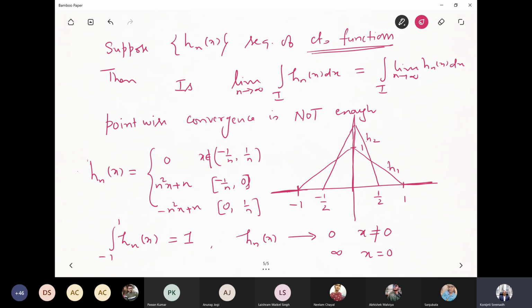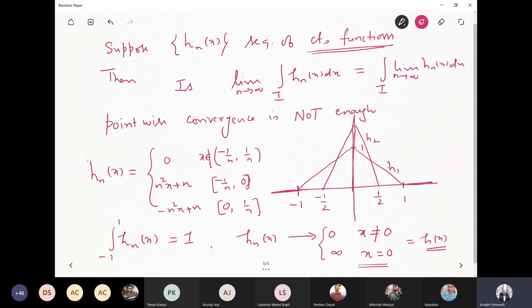Of course, you can find other sequences of functions where the h_n(x) may be defined everywhere. Here in this case, you see that this is not defined here, but you can always find examples where h_n(x) is defined at all points, but still the limit function, what I am getting here, is not even a continuous function.